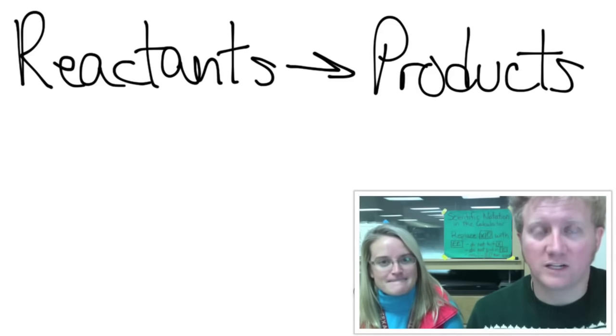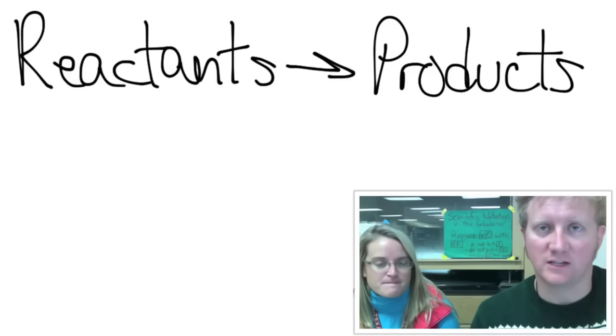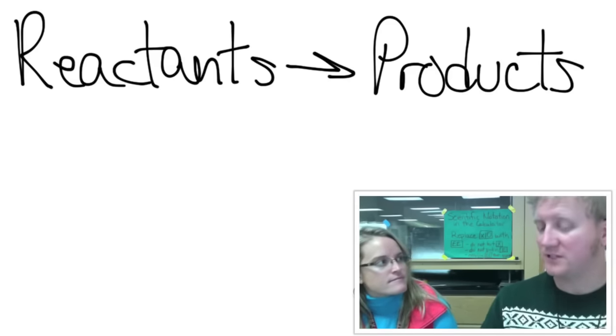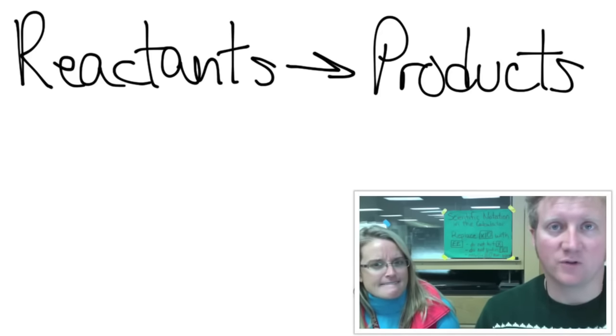So today we're going to learn how to write chemical equations, and in order to do that we need to go ahead and explain some symbols, get those out of the way, and get some vocabulary words in there.